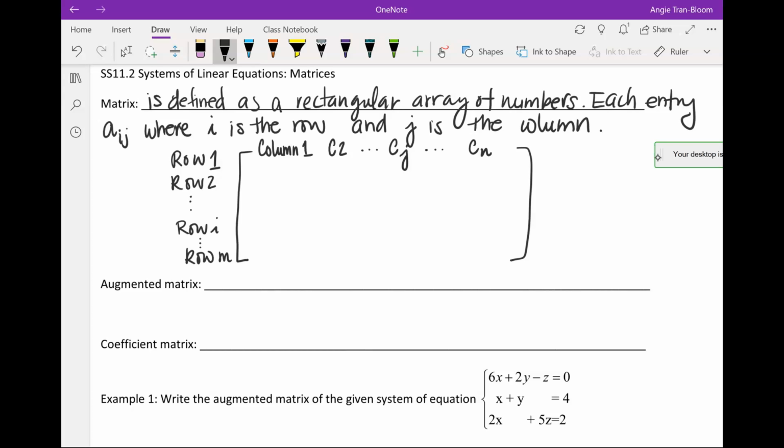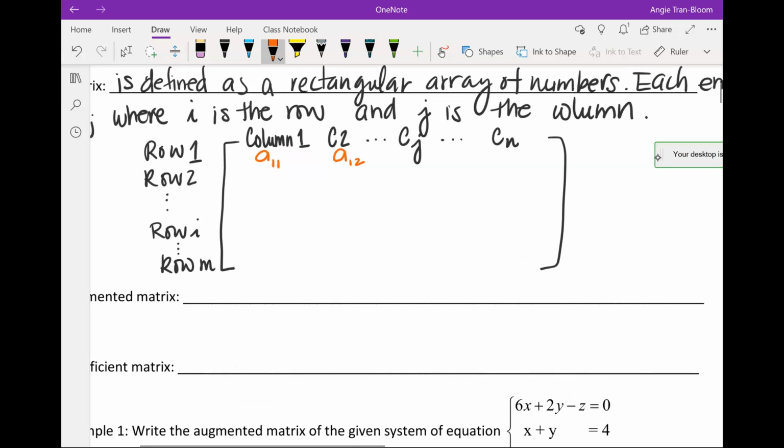Okay, so for us to know exactly where it is, row 1, column 1, we normally say A subscript 1, 1. So the I is 1, the J is also 1. Row 1, column 2 is now A subscript 1, 2. So I is 1 and J is 2. So for this one, A1J, dot, dot, dot. Last one, A1N. Okay. So these subscripts will allow us to identify exactly the location of this entry.